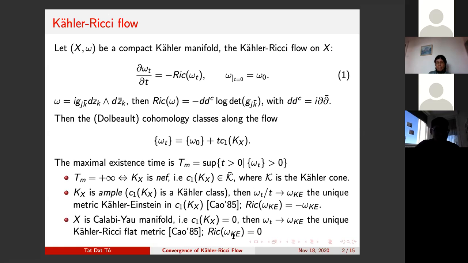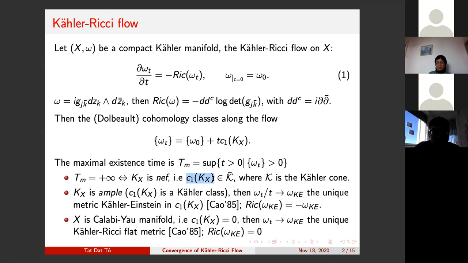Sorry, can I ask a somewhat elementary question? Yeah. This condition on the existence time: you say that infinite existence time implies that this class has to be in the boundary of the Kähler cone? Do you mean the boundary or the closure? It's the closure. Okay, here I take the closure.